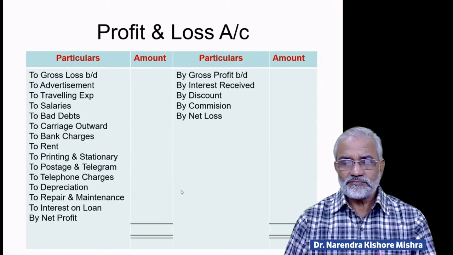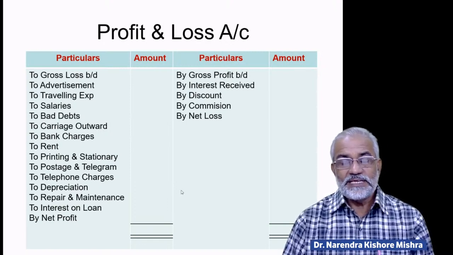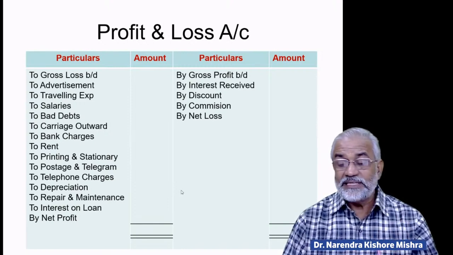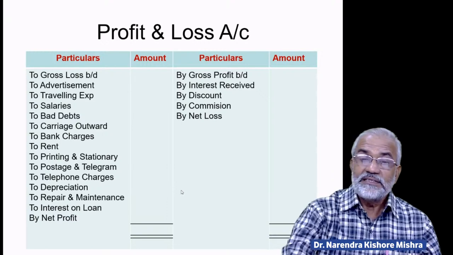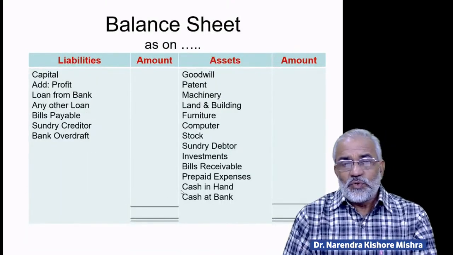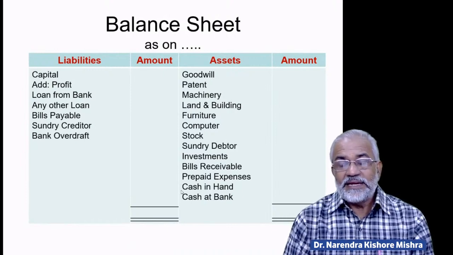Similarly, when we look at the balance sheet, we have seen the horizontal balance sheet, which has the left hand side as well as the right hand side. There is a question: why is the left hand side of the balance sheet liability and the right hand side asset?